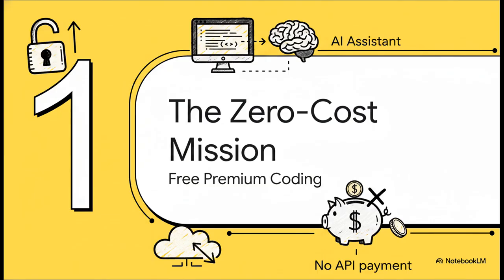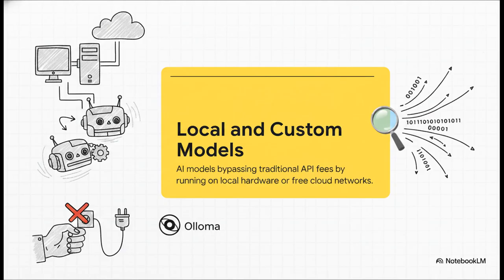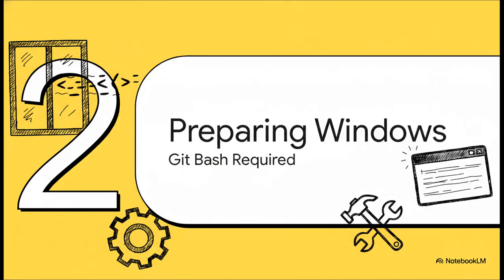Section 1. The zero-cost mission. Free premium coding. Remember, the overarching goal of this explainer is super straightforward. We're unlocking that premium AI assistant inside your terminal without paying a single dime for the API. To pull this off, we're leveraging local and custom models, specifically incredibly capable AI like Qwen 2.5 Coder or Minimax M2.5. By using Ollama, we bypass traditional corporate API fees entirely. You're either utilizing your own computer's raw processing power, or you're tapping into free cloud-based model networks that Ollama provides access to.